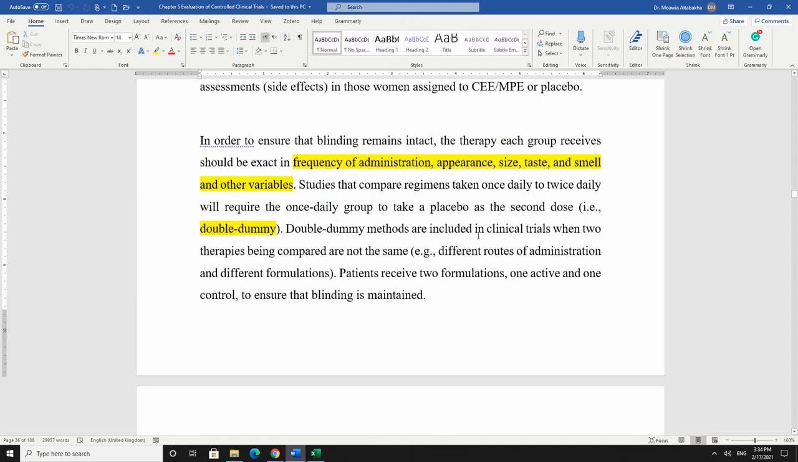So it's a method that is included in clinical trials when two therapies being compared are not equal or the same. Maybe different routes of administration, different dosage forms or formulations, etc.